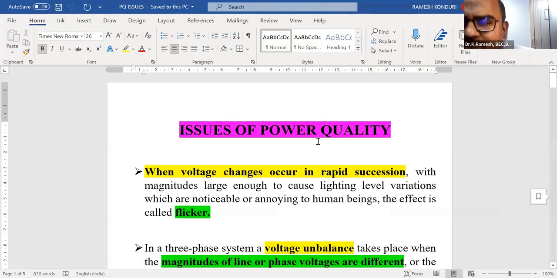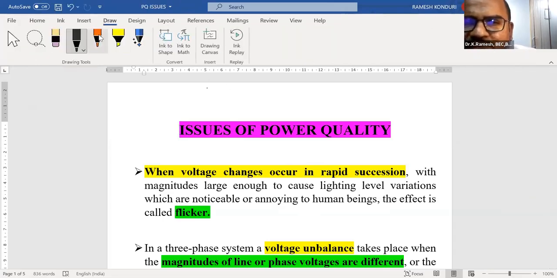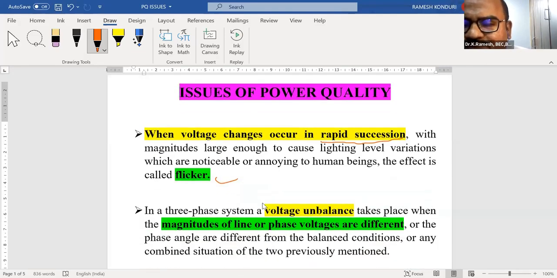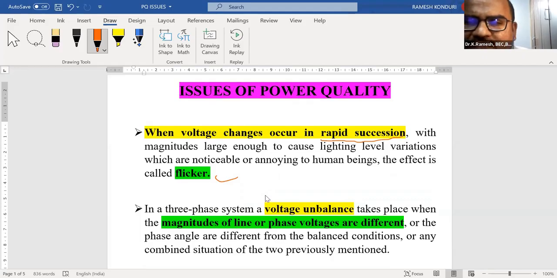So the first one is flickers. As we have seen, flickering is when voltage changes occur in rapid succession. If the voltage variations have been taking place in a rapid manner, then it is said to be flicker. The second aspect is voltage unbalance.